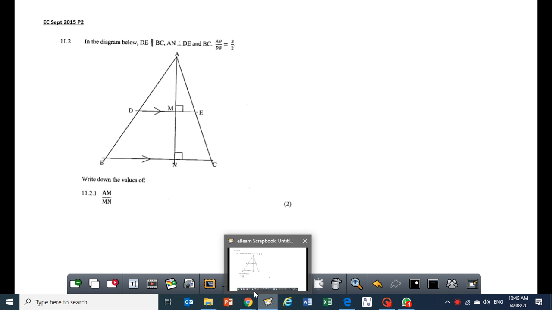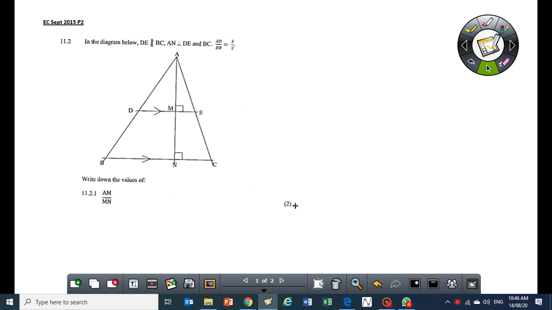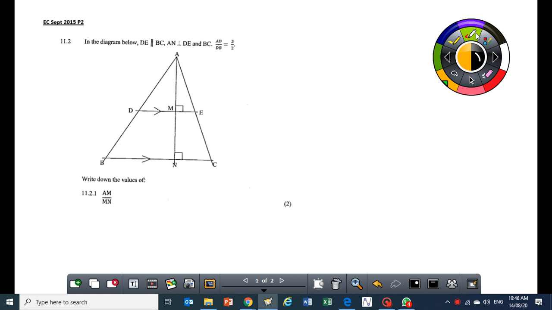Proportion theorem that we discussed yesterday. You can see that we have two lines that are parallel. So, first thing, you need to identify a triangle such that you can use the proportion theorem for that triangle. But the following information that's given is very important. We are given two lines that are parallel, and we are also told that AN is perpendicular to DE. Furthermore, we are told that AD over DB is equal to 3 over 2.